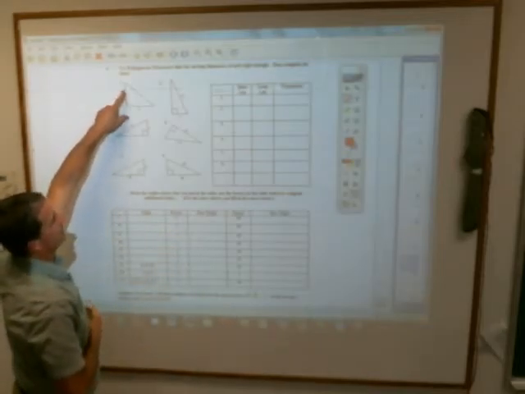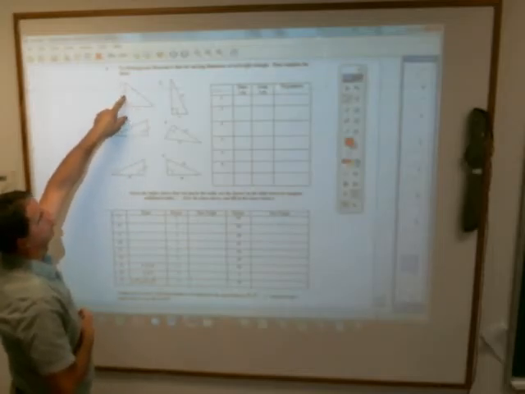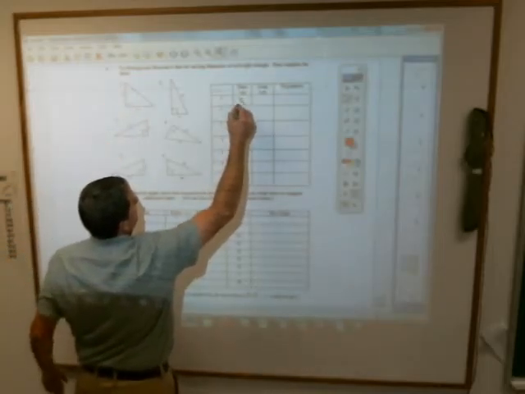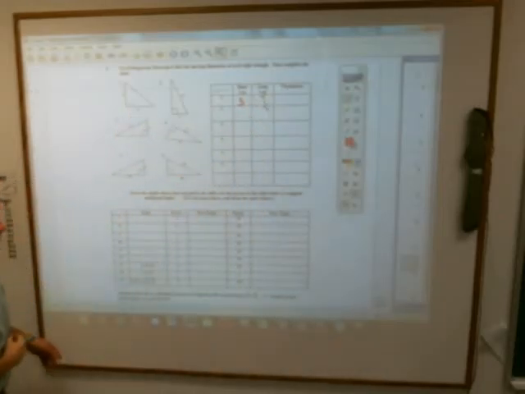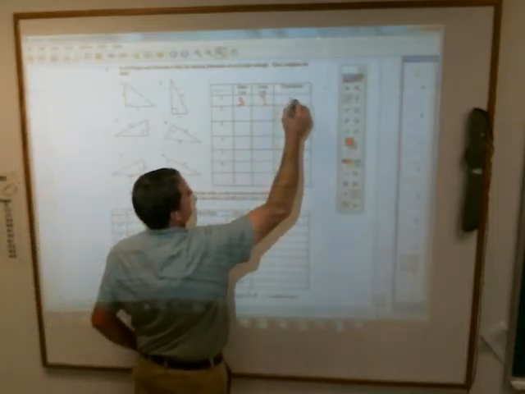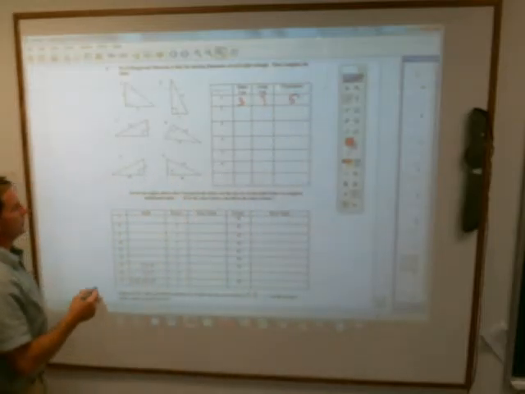In other words, triangle number 1, how long is the short leg? 3. How long is the long leg? 4. You look on the Pythagorean triple thing, how long does the hypotenuse have to be? 5. How hard is that? And you'll do that for those first 6. Then you will come down here.